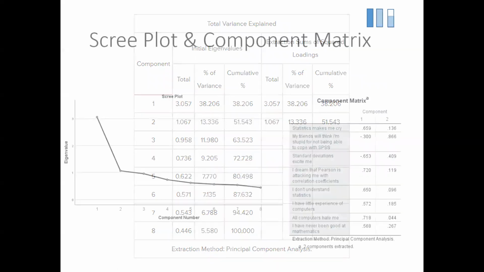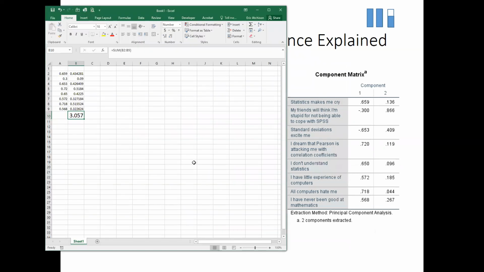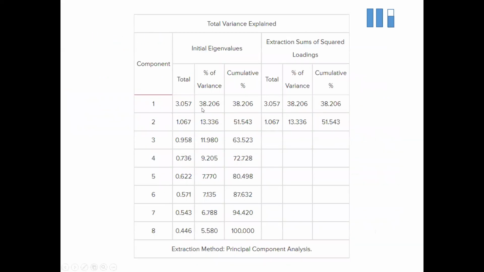Eigenvalues. So we have these guys right here. We squared and summed them together, right? Eigenvalue. And now all we have to do to get the total variance explained is divide it by the number of items. How many items do we have? 8. Percent of the variance explained.